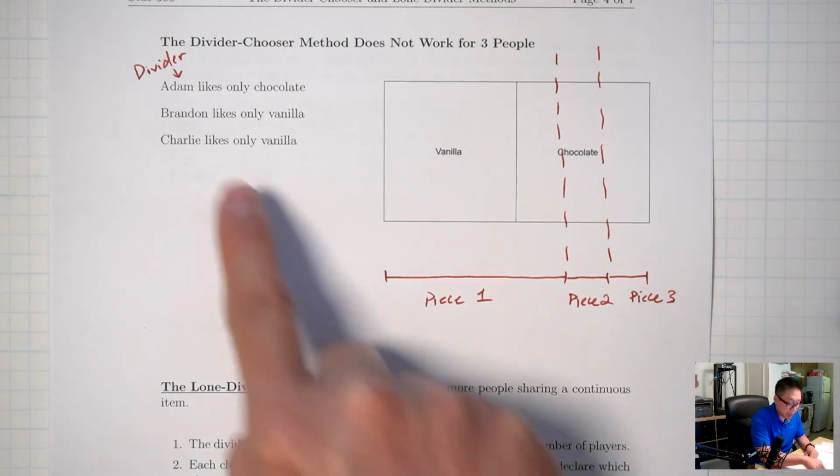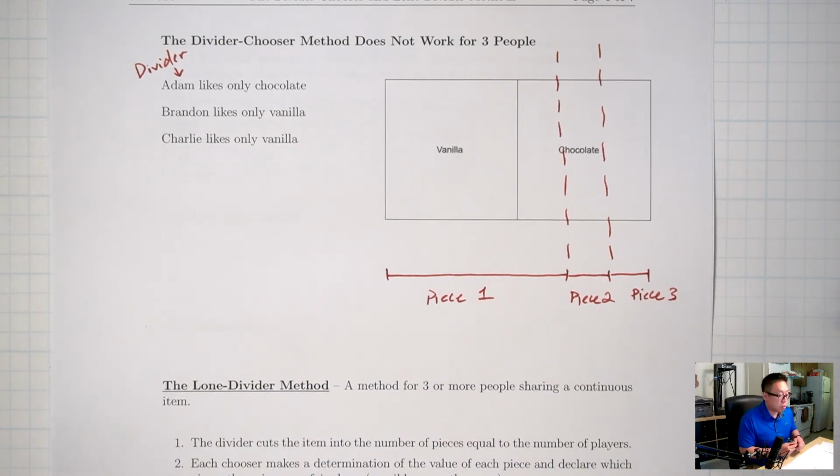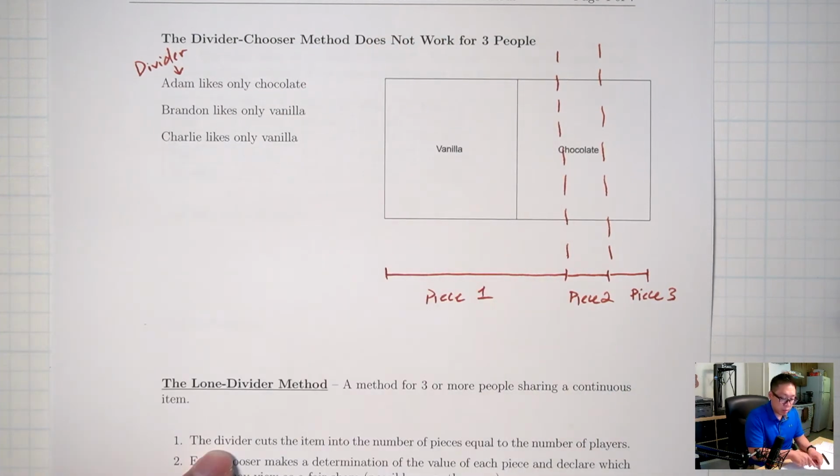Okay, so Brandon gets piece 1. Now, Charlie gets to choose. So Charlie likes vanilla, but piece 1 is gone. Piece 1 went to Brandon, so he's only looking now at piece 2 and piece 3.